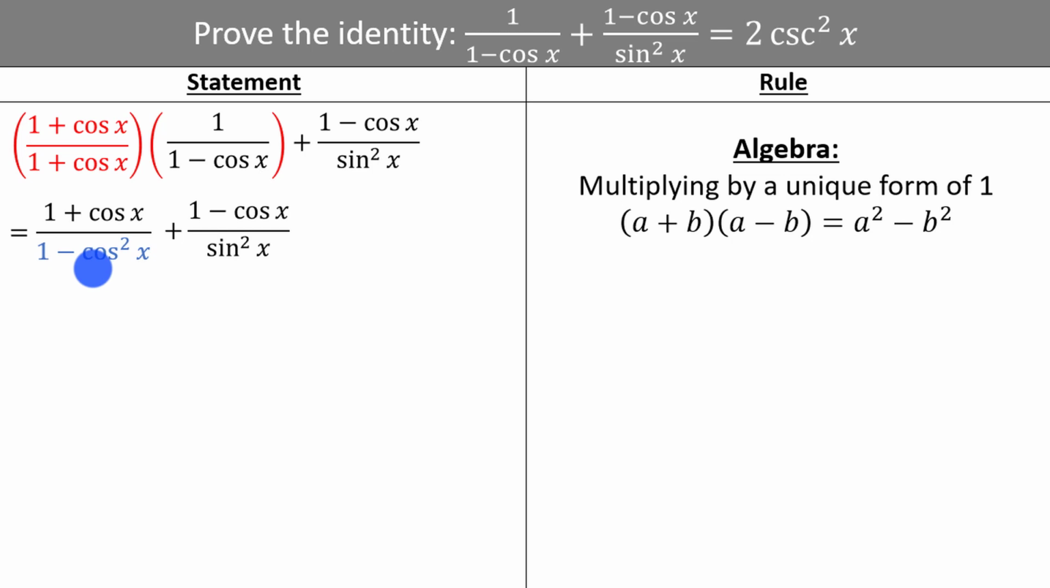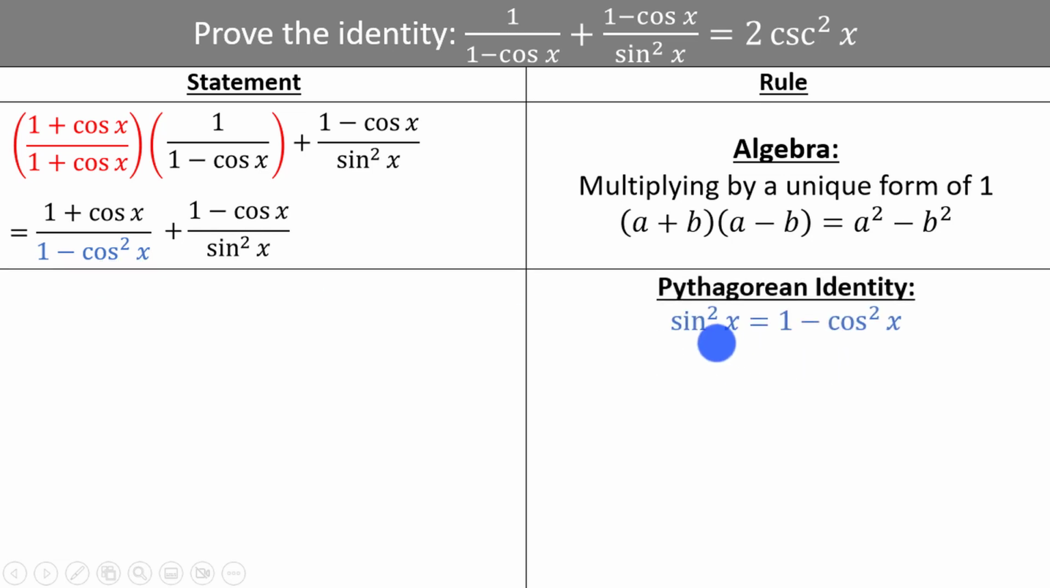Now, as I mentioned a moment ago, this is going to give us a Pythagorean identity in the denominator of our first term. You should hopefully recognize that 1 minus cosine squared is the same thing as sine squared. 1 minus either sine squared or cosine squared always gives you the other one, so 1 minus cosine squared is the same thing as sine squared. We have 1 plus cosine divided by sine squared plus 1 minus cosine over sine squared. This is what I was mentioning at the very beginning. Multiplying by the conjugate is going to give us a common denominator, meaning we can combine our fractions.